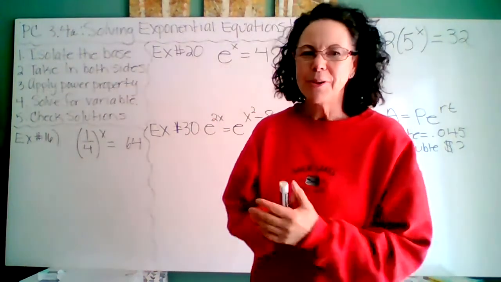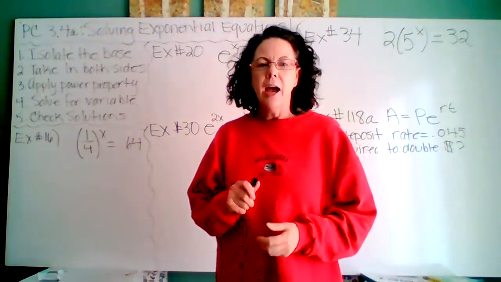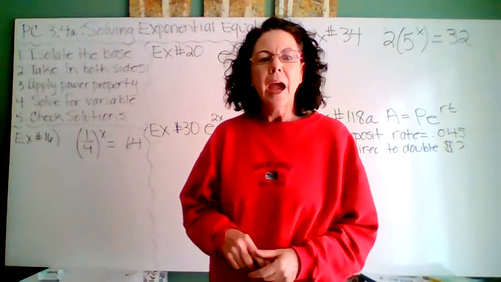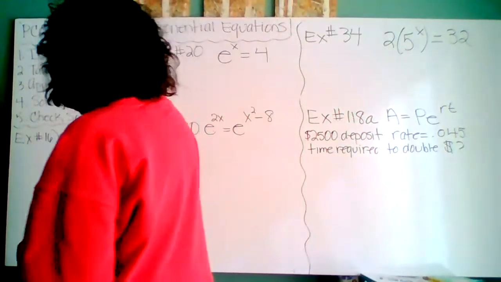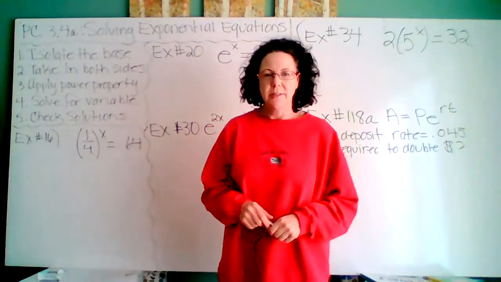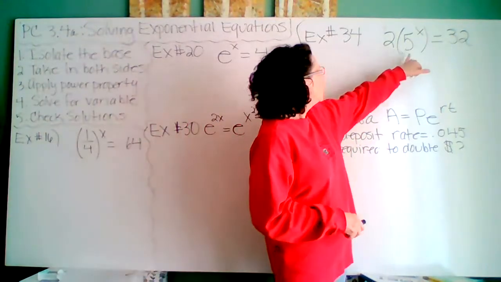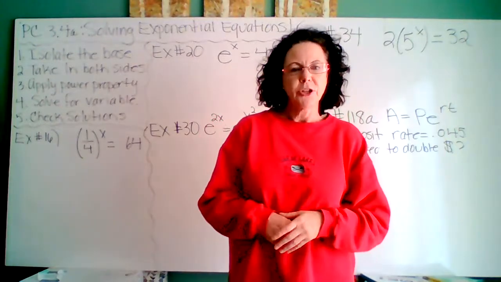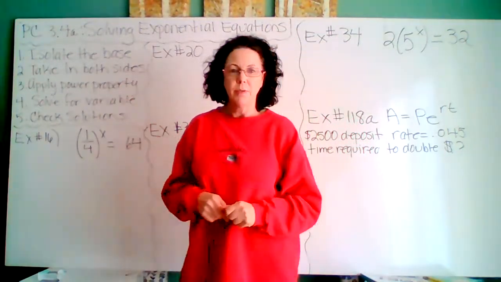Anyway, welcome to 3.4a. This is solving exponential equations. 3.4b would be solving logarithmic equations. So really nice short list of what we do. Here's how we solve exponential equations. We isolate the base, meaning if there's something multiplying a base or adding to it, we do the opposite operation, the inverse, to remove that. We're going to take the natural log of both sides.